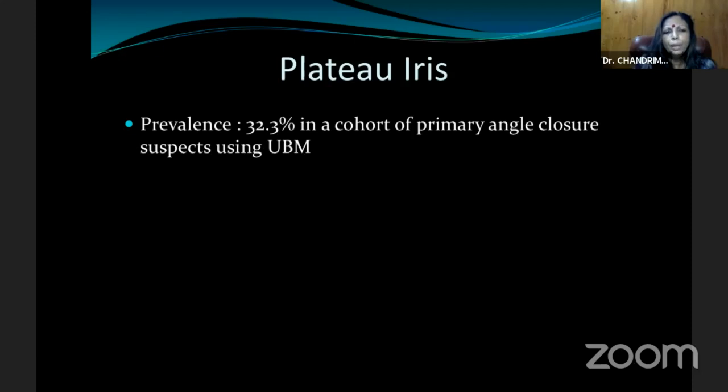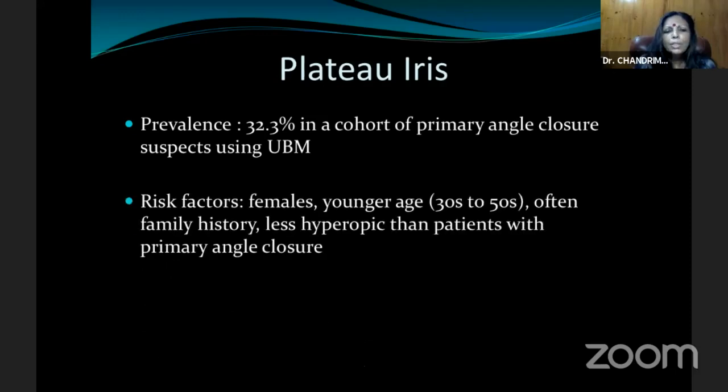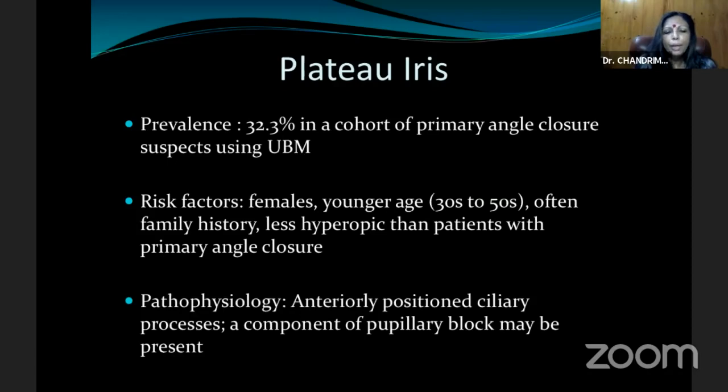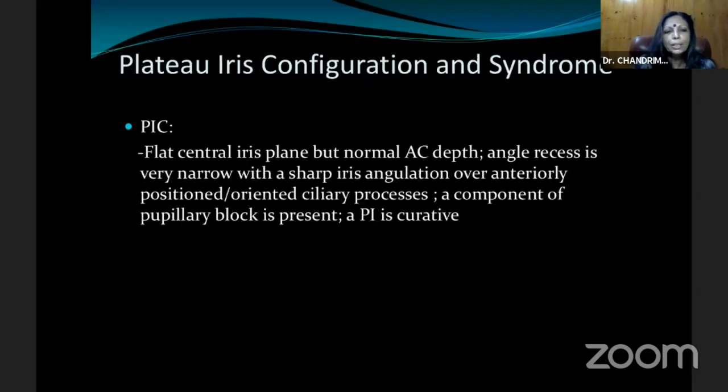The prevalence is about 32.3% in a cohort of primary angle closure suspects using UBM. Risk factors are female sex and younger age, 30 to 50. Often the family history is positive, and patients are less hyperopic than patients with primary angle closure. The pathophysiology is anteriorly positioned ciliary processes. A component of pupillary block may be present.